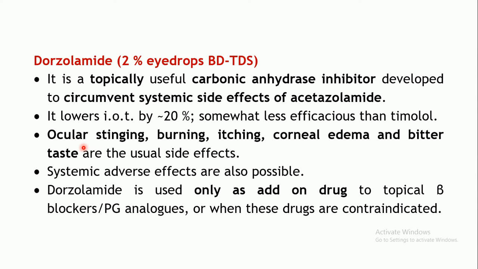Coming to the side effects: ocular stinging, burning sensation, itching, corneal edema or bitter taste are the side effects of this particular drug. Apart from the ocular side effects, systemic side effects may occur, but these are less likely as compared to acetazolamide. However, this drug is only supposed to be used as an add-on drug, usually to the topical beta blockers or the PG analogs, or wherever these drugs are contraindicated. In that situation, you should go for dorzolamide.